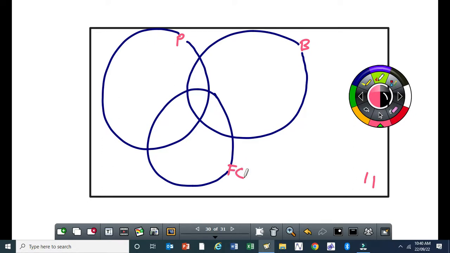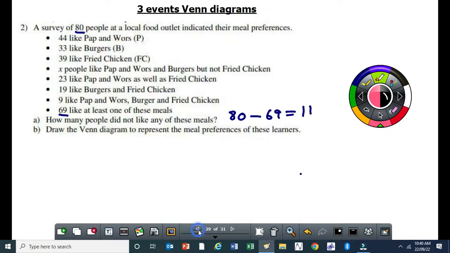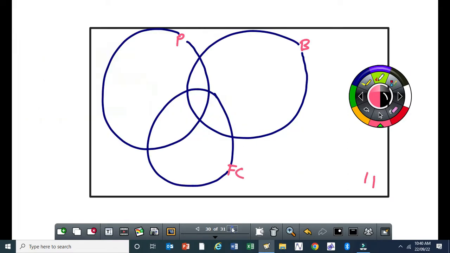Now, if you want to construct a Venn diagram, always identify what's common to all 3 events. So if you look at the question, we have these 9. They like all 3. So we put those 9 there. So you start with what's common for 3 events, then you move on to what's common for 2 events, then the onlys on their own.